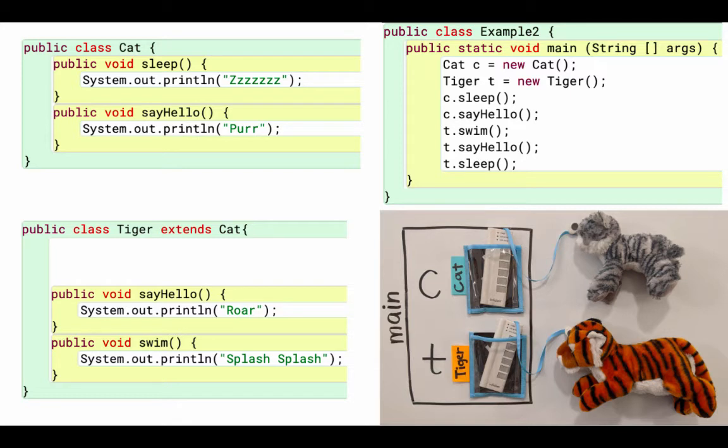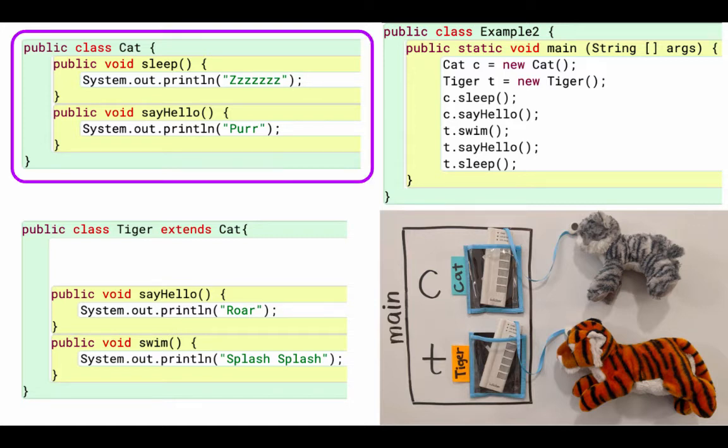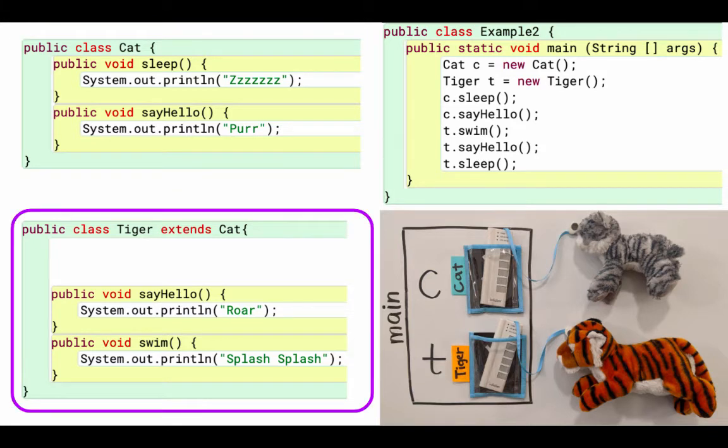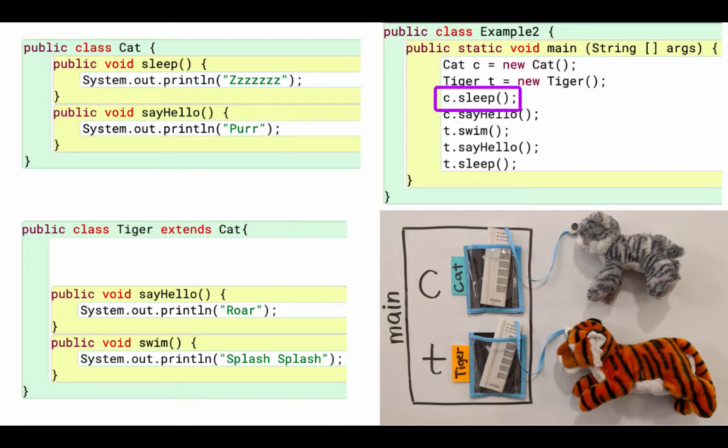So I've got Cat c is a new Cat and Tiger t is a new Tiger. Now I want to trace through the code, and on the left-hand side, I've got the Cat class for reference, and on the bottom left, I've got the Tiger class, which extends Cat. And I've left a little blank because I am inheriting the method sleep from the Cat class. That blank isn't necessary, but it's just a helpful reminder for us. Okay, so we're going to execute the code.